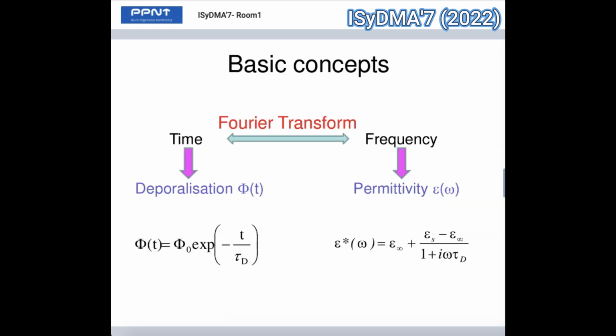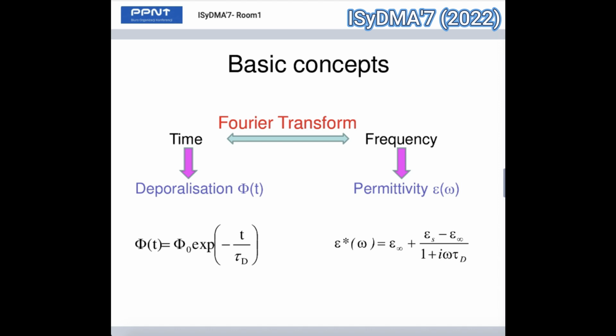This exponential function you can write like this: the polarization is the initial polarization times a decreasing exponential, exp(-t/τ). This τ is called the relaxation time. So we are here exactly in the time domain. In the time domain we see the depolarization, and in some cases this is exactly an exponential.